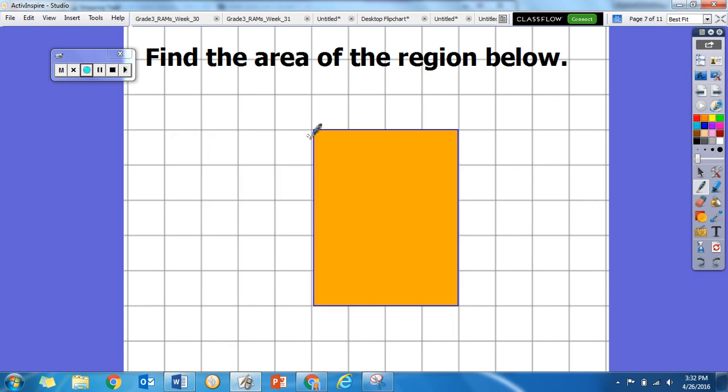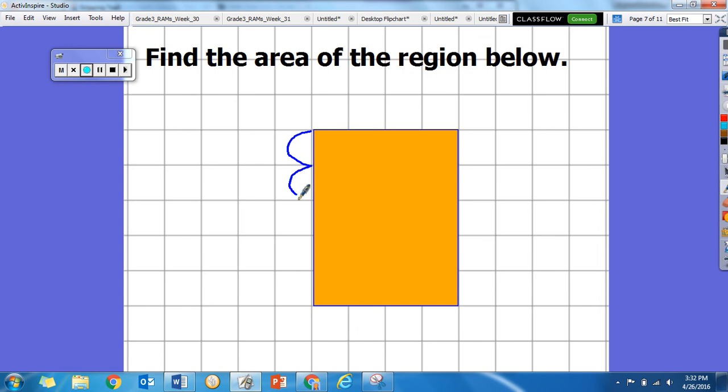One more. Let's try this one. 1, 2, 3, 4, 5 times 1, 2, 3, 4. 5 times 4 equals 20. And that is how you find the area of a shaded region where you cannot see the squares on the inside.